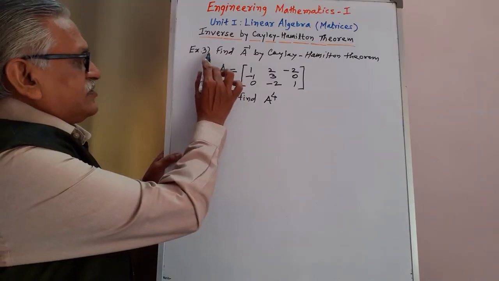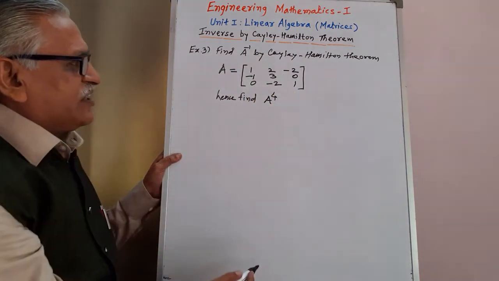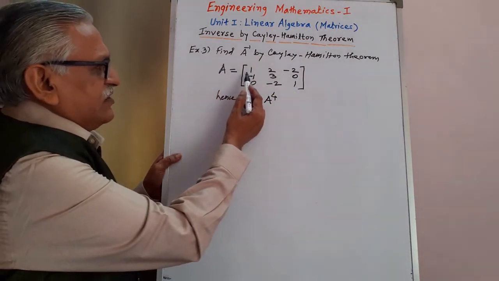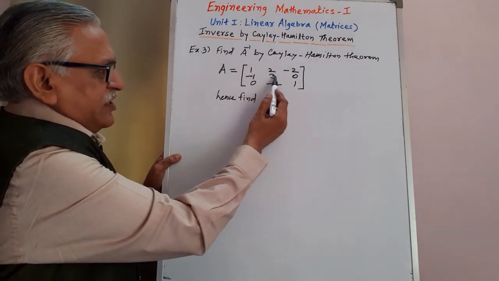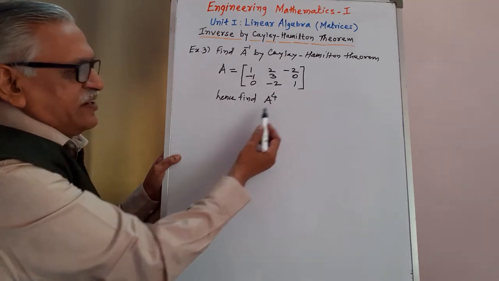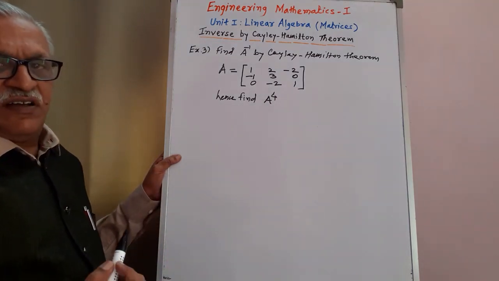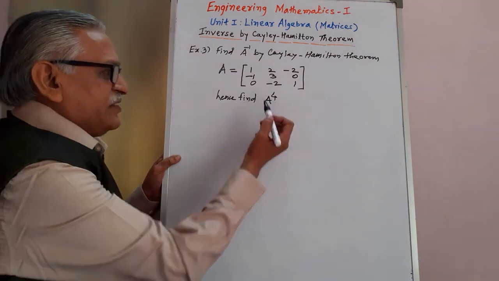Example number 3, find A inverse by Cayley-Hamilton theorem. For the matrix A, elements are 1, 2, minus 2, minus 1, 3, 0, 0, minus 2, 1, and hence find A raised to 4. It is expected that we have to apply Cayley-Hamilton theorem to find this A raised to 4.